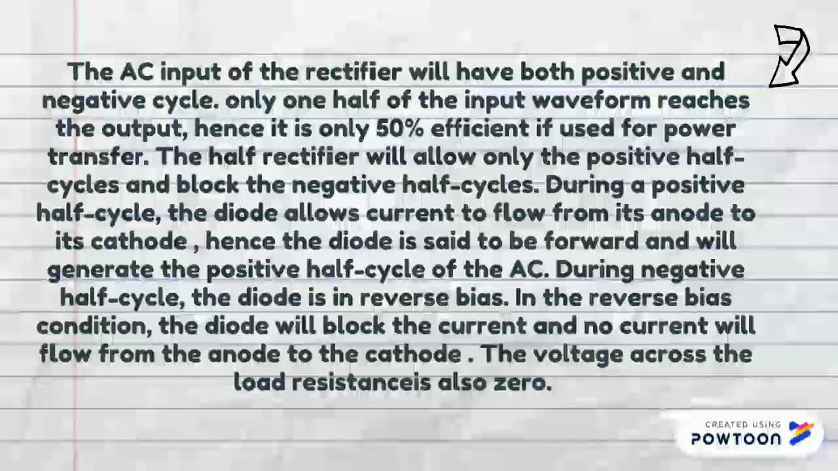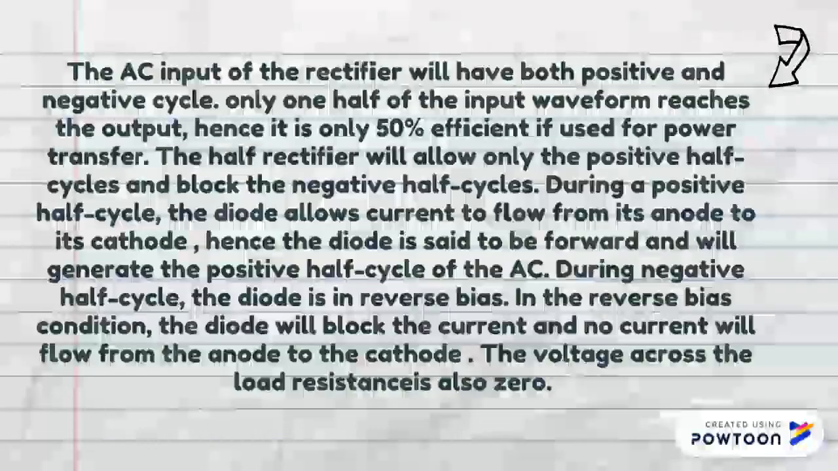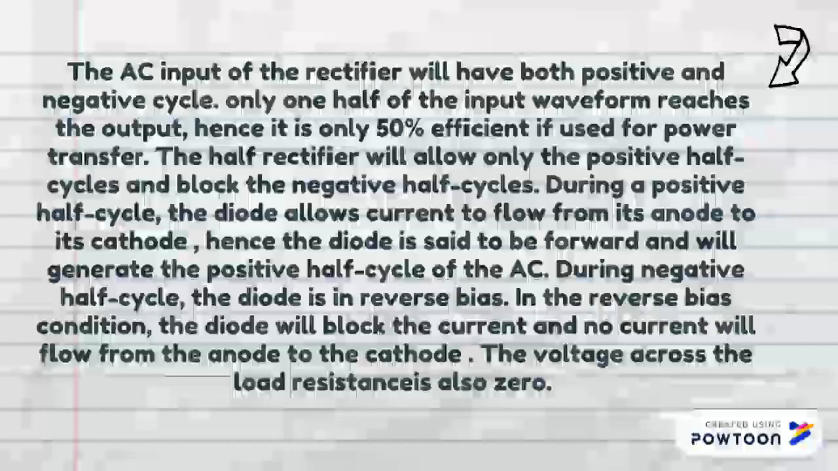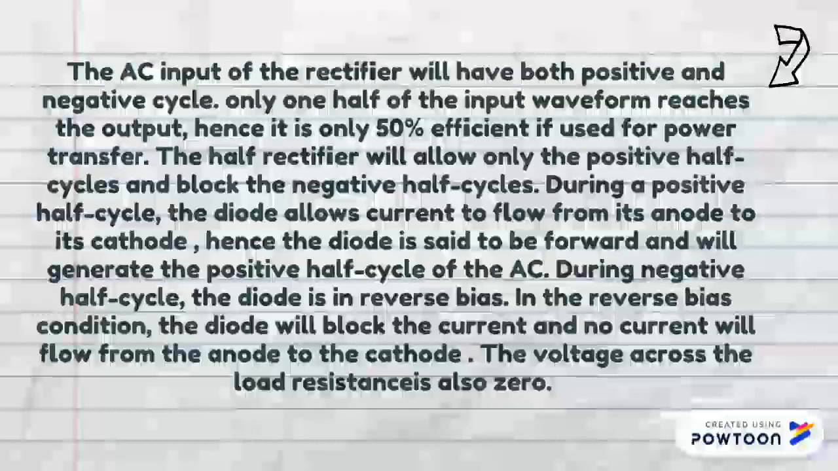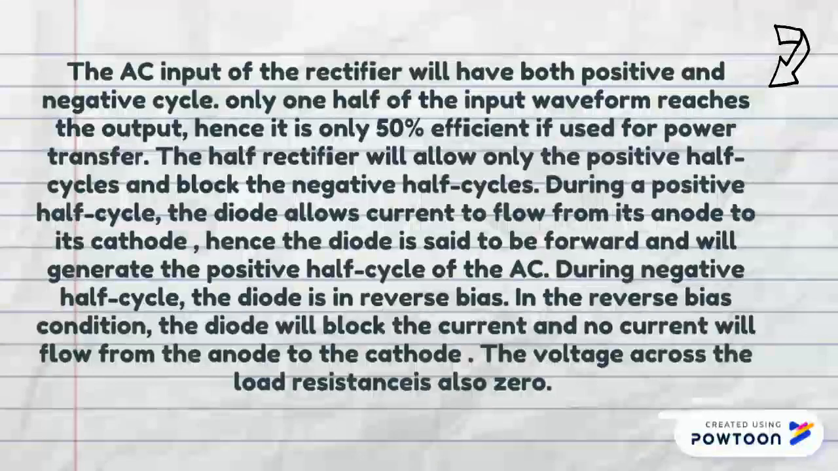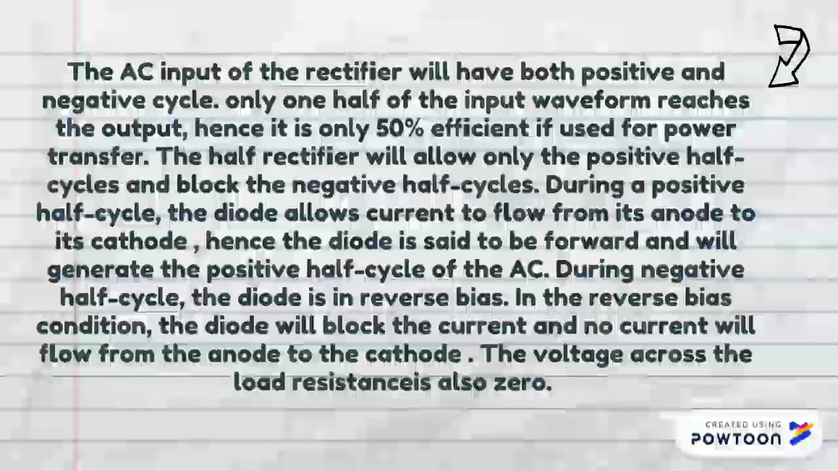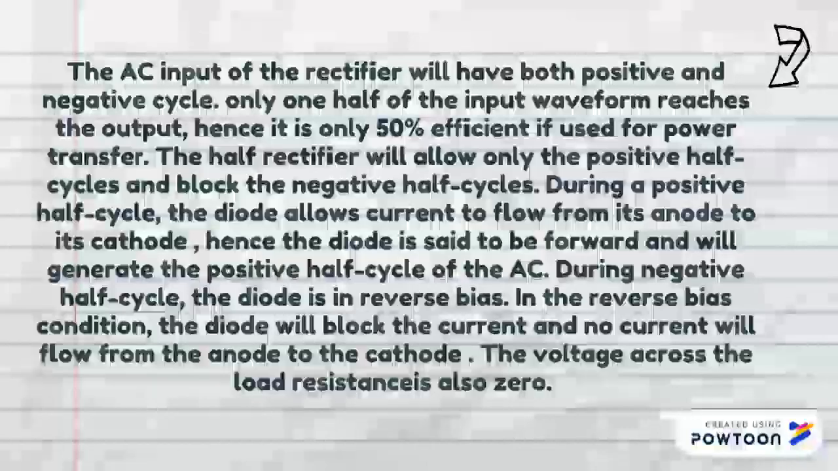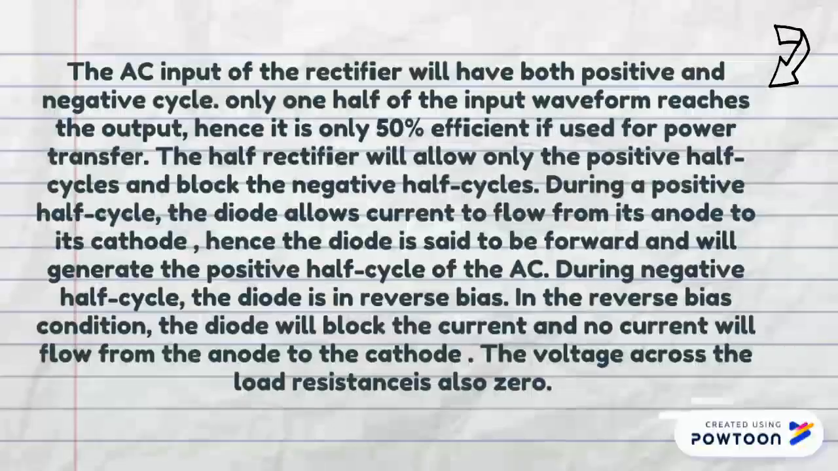During a positive half cycle, the diode allows current to flow from its anode to its cathode. Hence, the diode is said to be forward biased and will generate the positive half cycle of the AC. During the negative half cycle, the diode is in reverse bias. In the reverse bias condition, the diode will block the current and no current will flow from the anode to the cathode. The voltage across the load resistance is also zero.